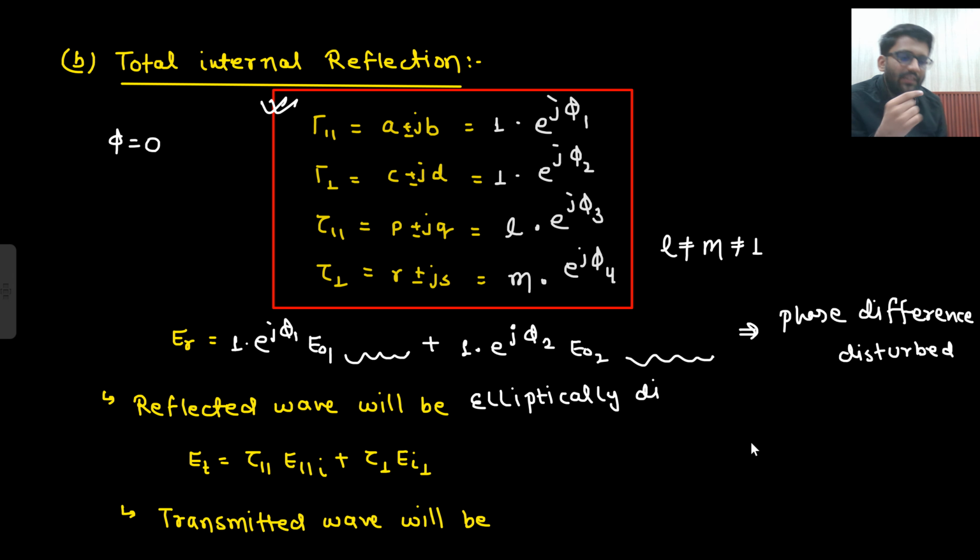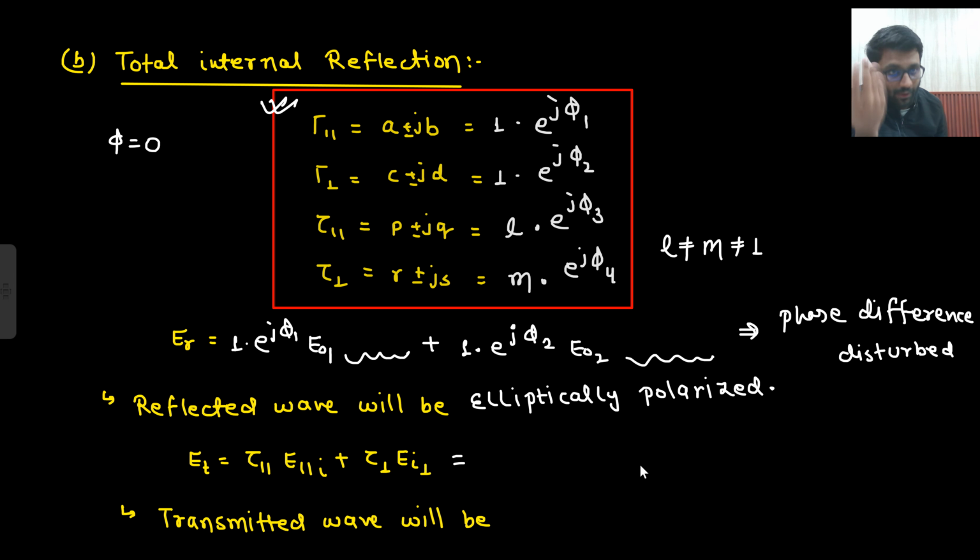Because if the phase difference is not a multiple of n pi or is not an odd multiple of pi by 2, then certainly it will be elliptically polarized. Elliptically polarized, right? And what about the transmission one? Same goes for transmission one as well.